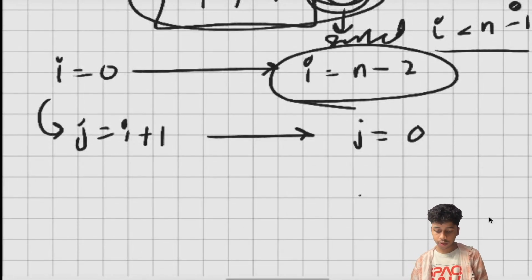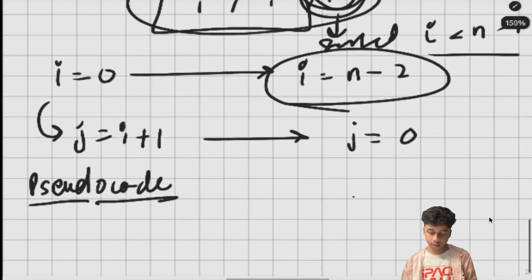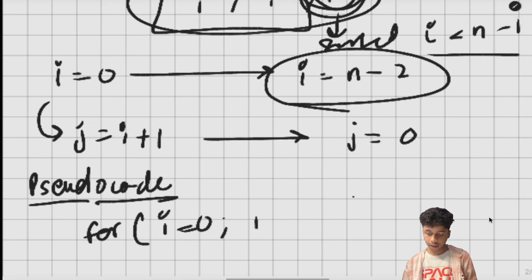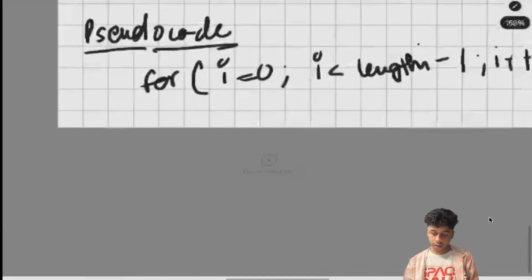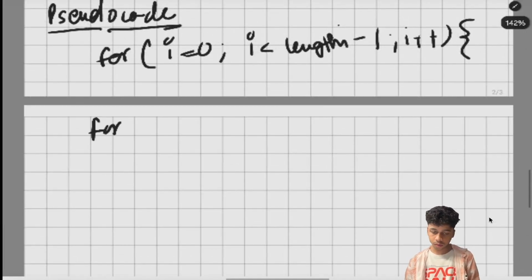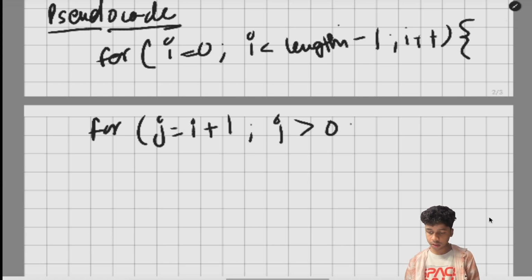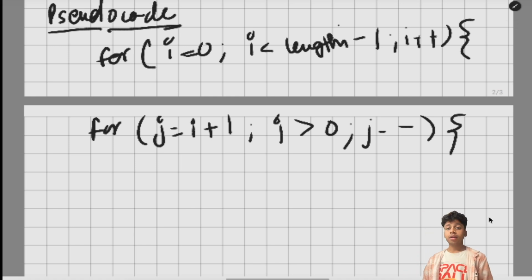So our pseudocode will be: iteration for I is equals to 0 till I is less than or equal to length minus 1, and then I plus plus. And our second loop goes from j equals to I plus 1 till j is greater than 0, with j minus minus, because it will check with every element towards the LHS side and swap it until it can be swapped.